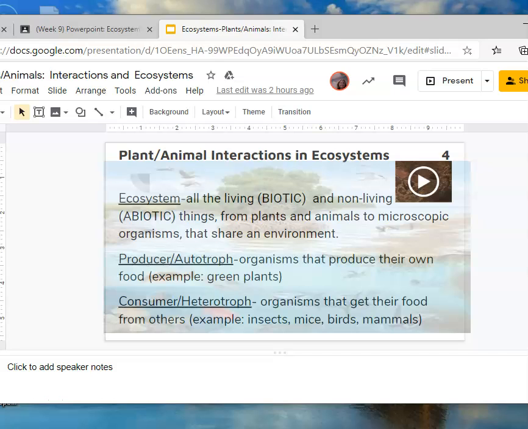An ecosystem is all the living or biotic and non-living abiotic things, from plants and animals to microscopic organisms that share an environment. And we have producers, or organisms that produce their own food, for example, green plants and grass and the like. And we have consumers, which are organisms that get their food from others. Example, insects, mice, birds, and mammals like us.